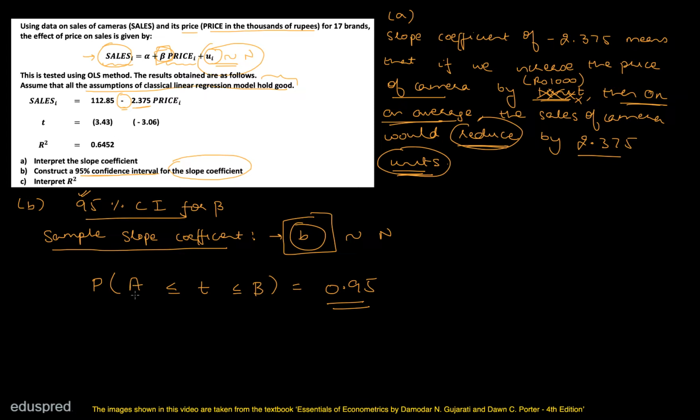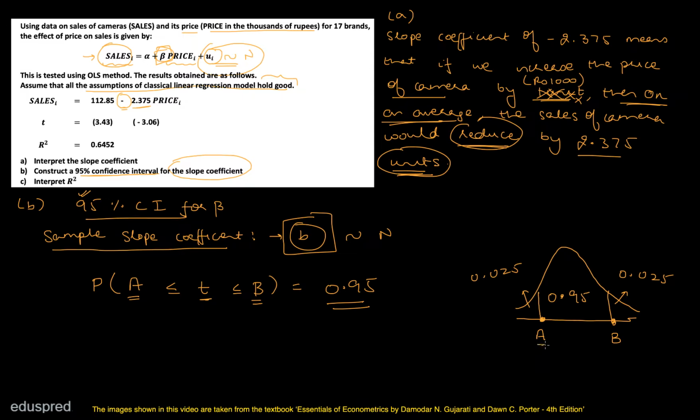And let me make you understand graphically what I mean by this A and B. So if I draw the T distribution, then because we have to form a 95% confidence interval, this region is going to be 0.95. This is 0.025. This is 0.025. The value of T that we have over here is what I'm calling A, and the value of T that we have over here is what I'm calling B. So the probability that the T value lies between A and B is equal to 0.95. This is my starting point.